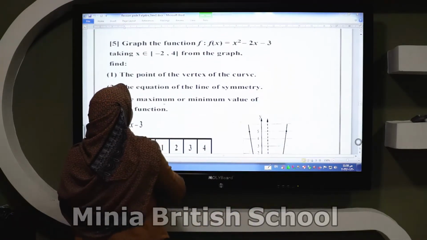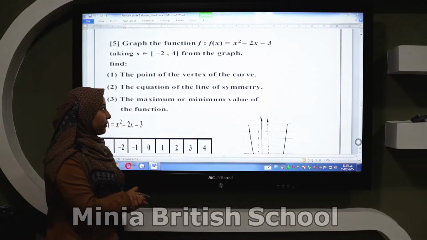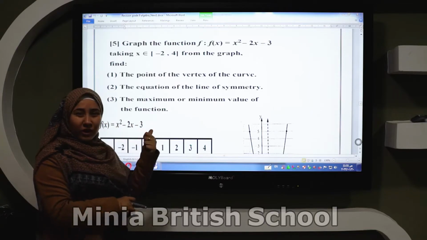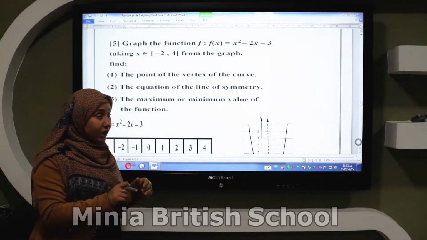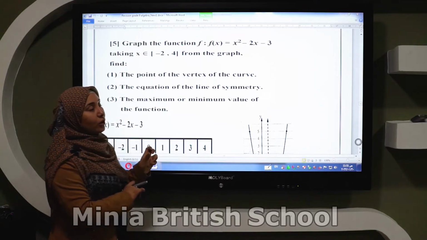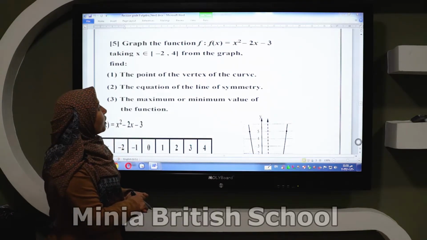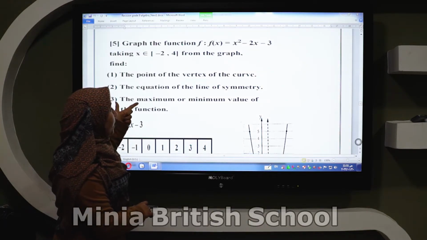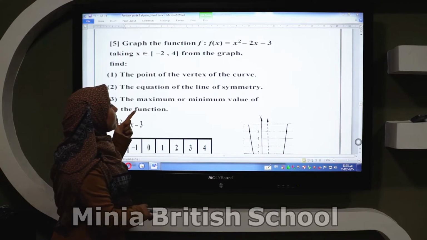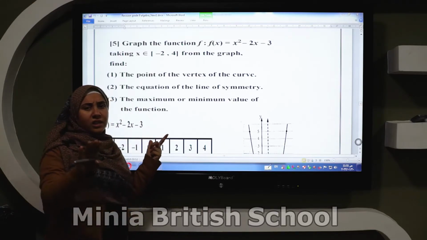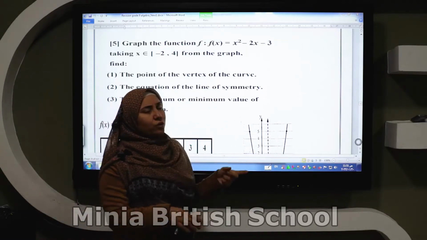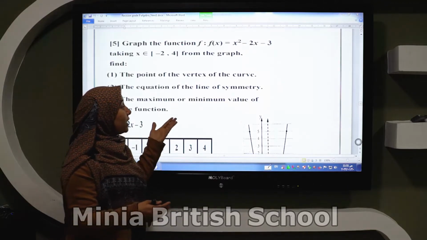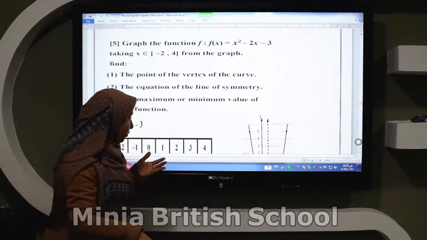Number 5: graph the function f, where f(x) equals x power 2 minus 2x minus 3, a quadratic function, taking x belonging to the interval from -2 to 4. From the graph, find the point of the vertex of the curve, the equation of the line of symmetry, and the maximum or minimum value of the function. What is the first step? Is the coefficient of x power 2 positive or negative? Positive, yes. So the function has a minimum value.